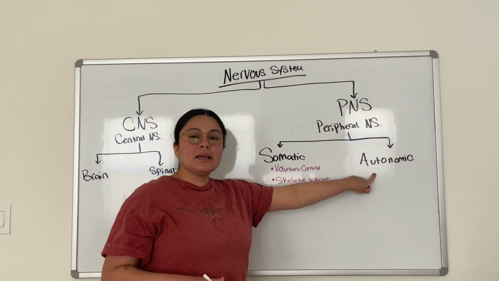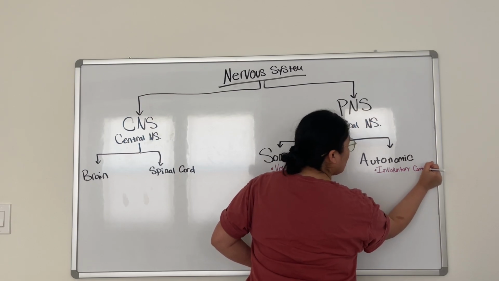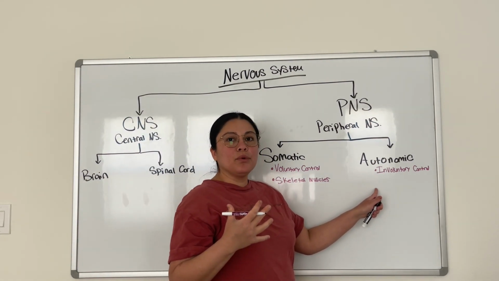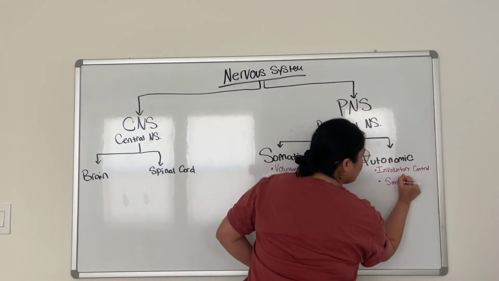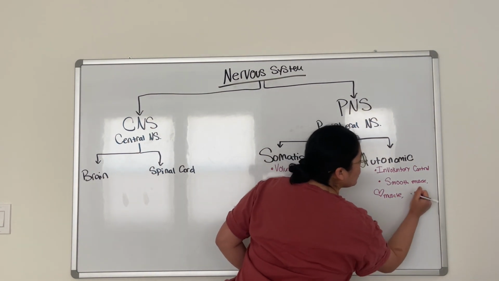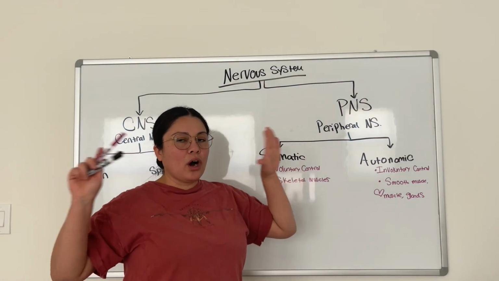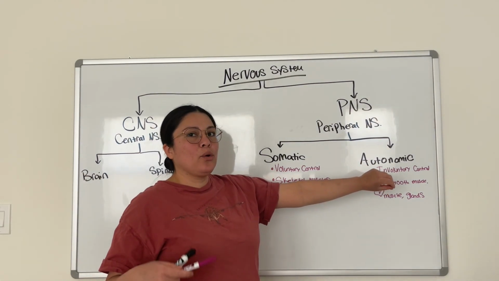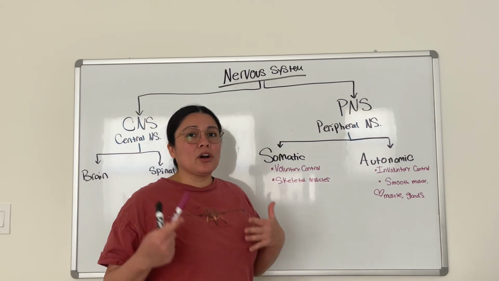Now, autonomic is quite the opposite. Autonomic is involuntary control. Involuntary control means you have no conscious control over any of these movements. This is going to affect your smooth muscle generally, which includes your heart muscle and your glands. Autonomic, involuntary control, you have no conscious control over it. It's going to happen whether you want it to or not. Things like respiratory rate and heart rate, those are probably the two most important things. They happen without our conscious control, right?